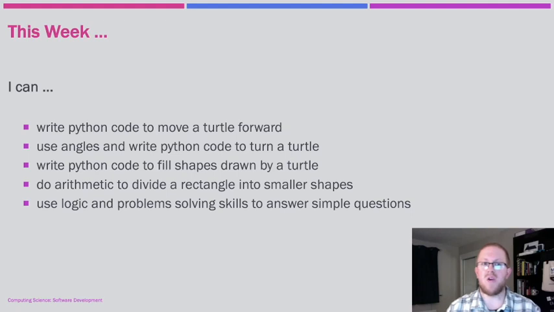In the process of completing this lesson, you will learn how to write Python code to move the turtle forward. We'll use angles to write Python code that will make the turtle turn left and right. We'll write Python code to fill shapes that our turtle has drawn, and we'll do some arithmetic to divide rectangles into smaller shapes. And then we're going to use logic and problem solving skills to help answer some simple questions. The simple question that we are answering is: how do you draw a flag in Turtle?